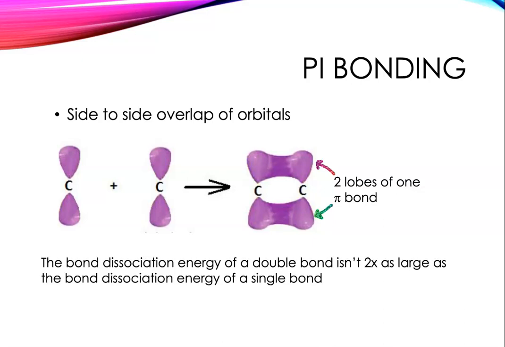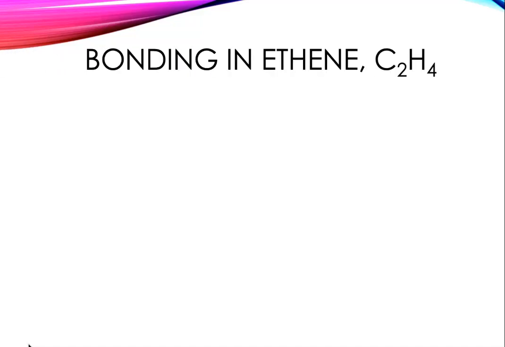Therefore, it's important to note that the bond dissociation energy of a double bond isn't twice as large as the bond dissociation energy of a single bond, because a pi bond is not quite as strong as a sigma bond. Like I said, our main focus is taking a Lewis structure and figuring out the number of sigma and pi bonds present. So if we think about ethene, C₂H₄, and we draw a Lewis structure, we have a double bond between the carbons and then single bonds between the carbons and the hydrogen atoms.